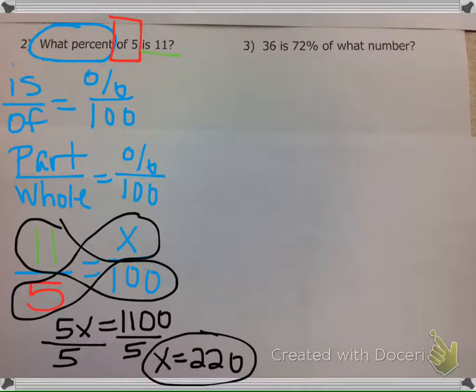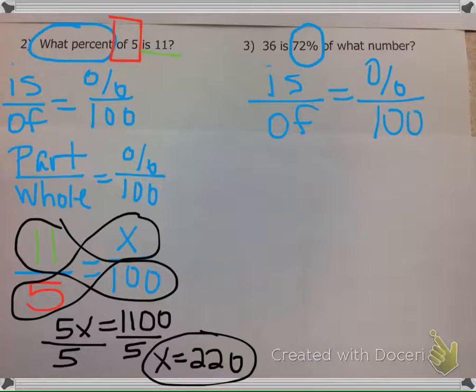Okay, for example number 3, we have 36 is 72% of what number? So I told you the first thing you could find is the percent, because that's your dead giveaway. See how it has the percent symbol on it? And we could think of this as is over of equals percent over 100. Percent over 100, okay? And right away, I could plug in 72 as my percent.